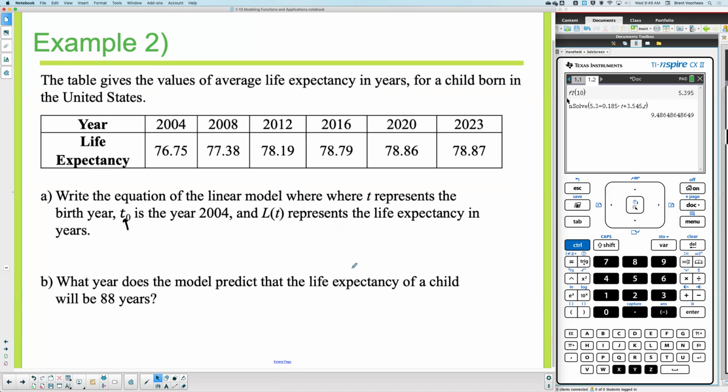Start. That's like the starting. So when it says 2004 for the year, we're going to use this as a t value, and we're going to say this is year 0.